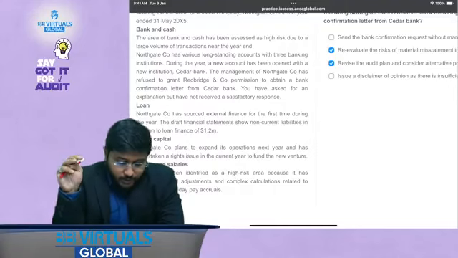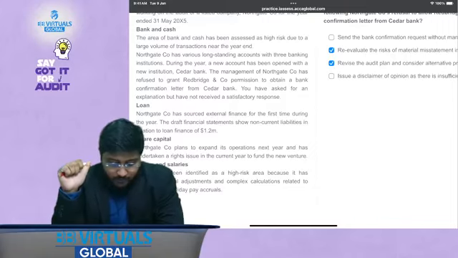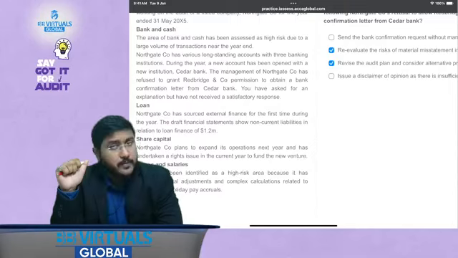Now share capital. Northgate Company plans to expand its operations next year and has undertaken a rights issue in the current year to fund the new venture. Now wages and salaries. Payroll has been identified as a high risk area because it has frequent manual adjustments and complex calculations related to bonuses and holiday pay accruals.